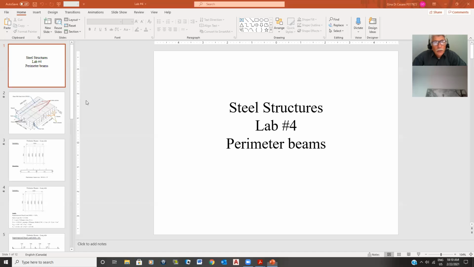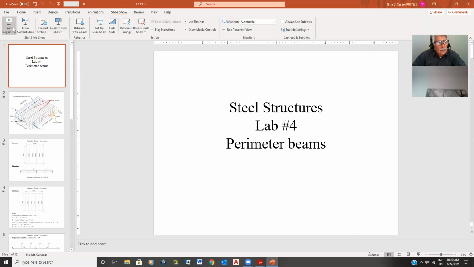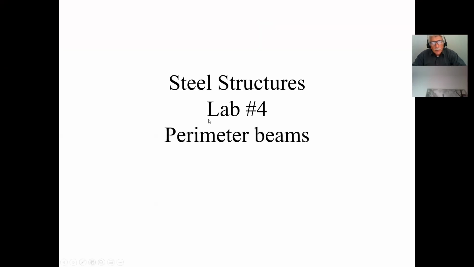Okay, so today we'll just keep going with our little project and apply what we've learned, and hopefully slideshow from beginning. Okay, now we are going to look at these perimeter beams.